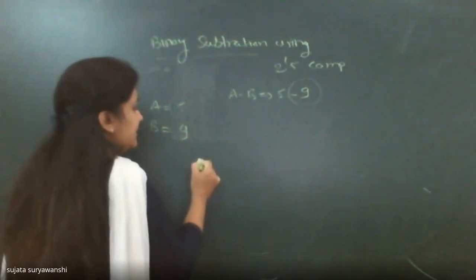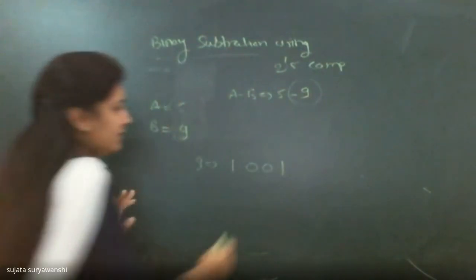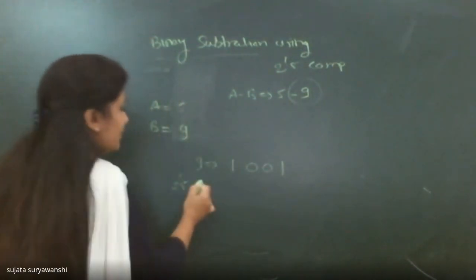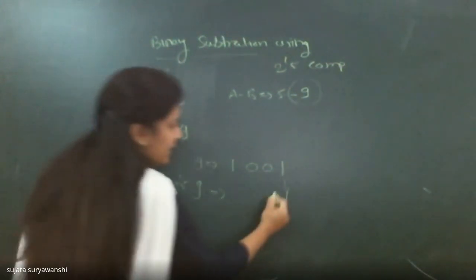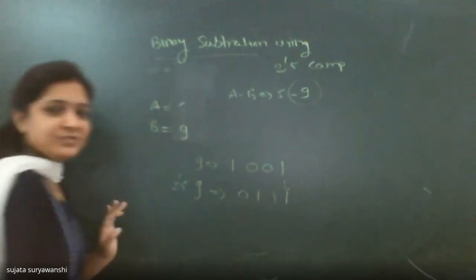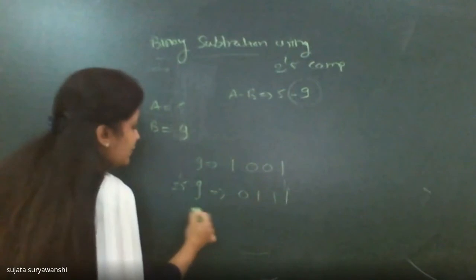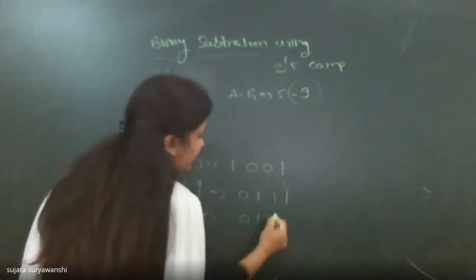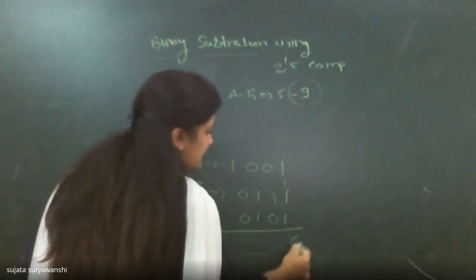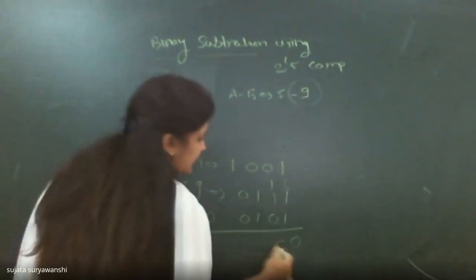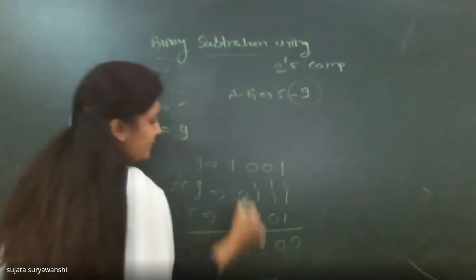How to represent 9? 9 can be represented by 1, 0, 0, 1. Then find out the 2's complement of 9: LSB bit as it is, and invert all the remaining bits. This is minus 9, and then simply add 5. So 5 can be represented by 0, 1, 0, 1, and perform the addition here. 1 plus 1, 0, carry 1. 1 plus 1, 0, carry 1. 1 plus 1, 0, 0 plus 1, 1.